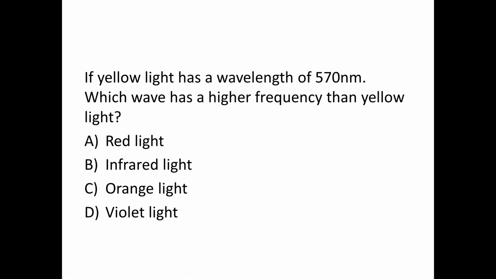All right, so let's do a quick question. If yellow light has a wavelength of 570 nanometers, which wave has a higher frequency than yellow light? Okay, so the answer is violet. Like I mentioned, frequency and energy are proportional since wavelength and energy are inversely proportional. So saying which has a higher frequency is the same thing as saying which has higher energy than yellow.